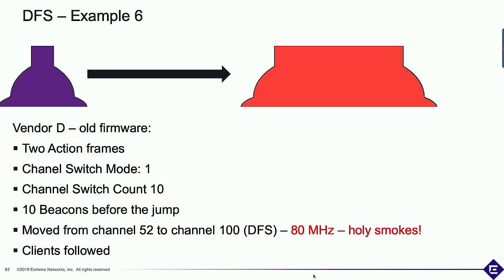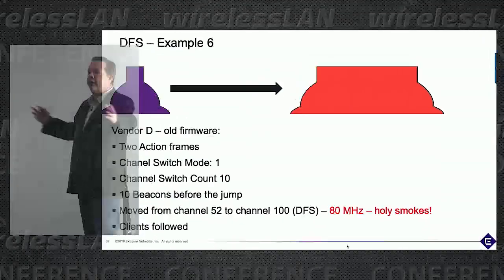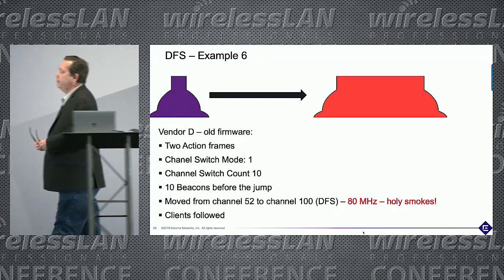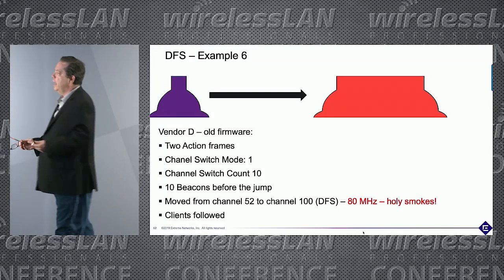It was on a DFS channel that was 20 megahertz, and look what it did. Went to 80 megahertz. Okay, now, you see a little problem with that? We couldn't believe it. It went from 20 to 80, and that obviously is bad, because that'll completely mess up your channel plan, and you don't want to be using 80 anyway.